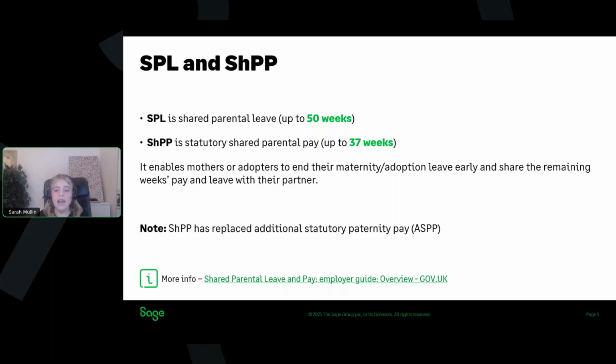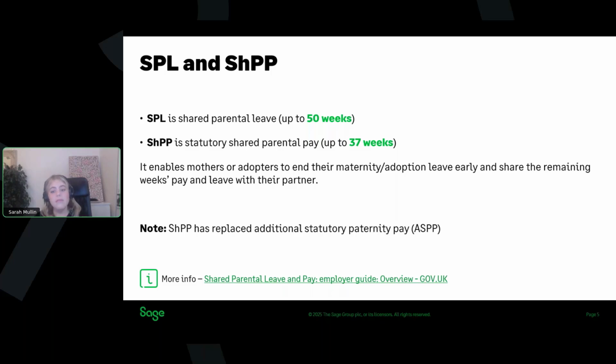A quick point on timing as well. In the case of the birth mother, there is a mandatory 2-week period of maternity leave that must be taken immediately after the birth. So assuming maternity leave starts on the day the baby is born, the earliest point at which shared parental leave can begin is after those 2 weeks. That's why the entitlement is described as up to 50 weeks of leave and 37 weeks of pay, because it depends on how much leave has already been taken.